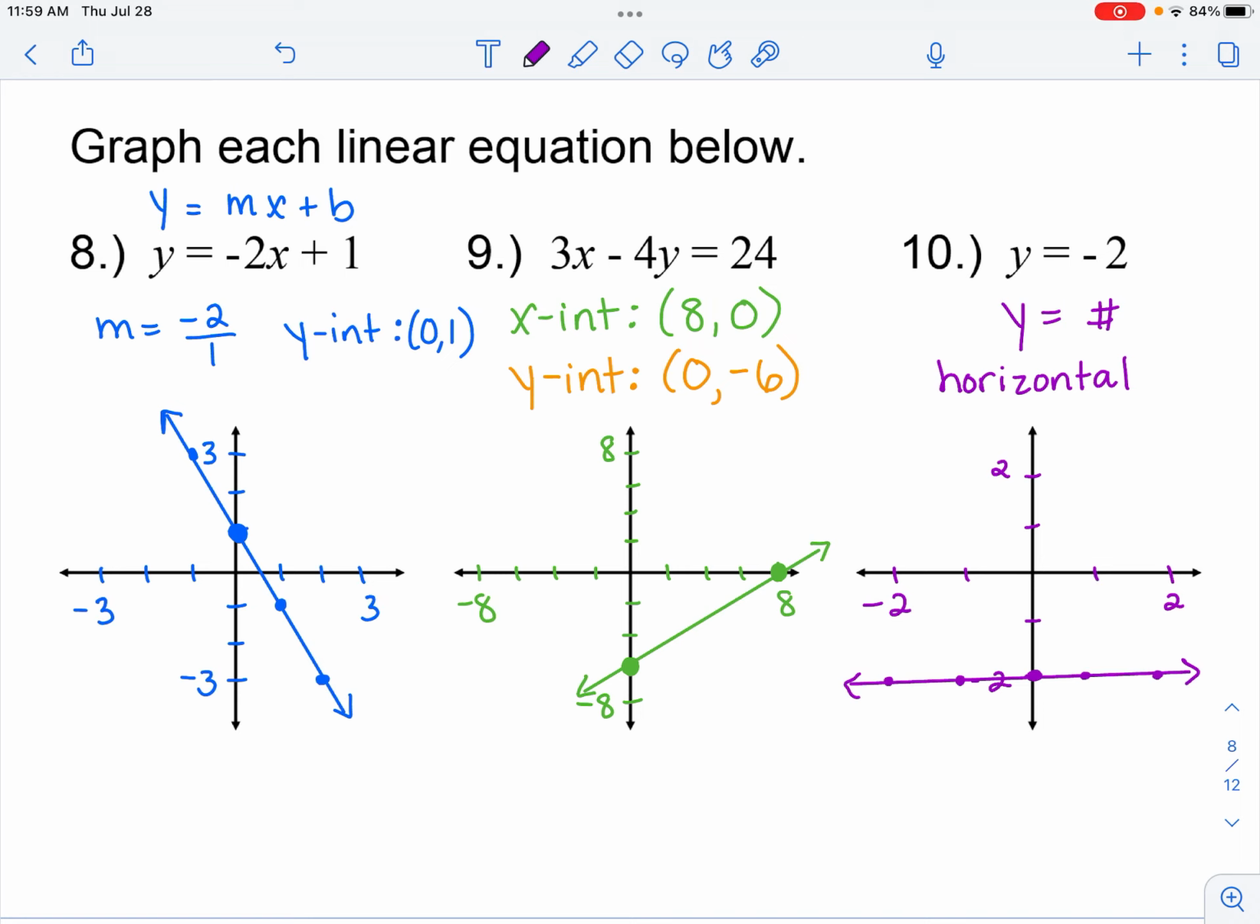The reason it says graph the linear equation, not linear function, is if it had been a vertical line, then it wouldn't be a function because it wouldn't pass the vertical line test, okay? But most linear equations do work out to be functions. It's only a vertical line that will not pass the vertical line test when it comes to linear things.